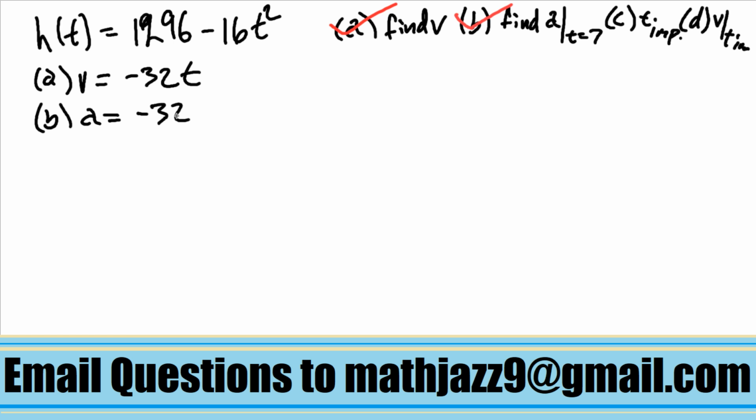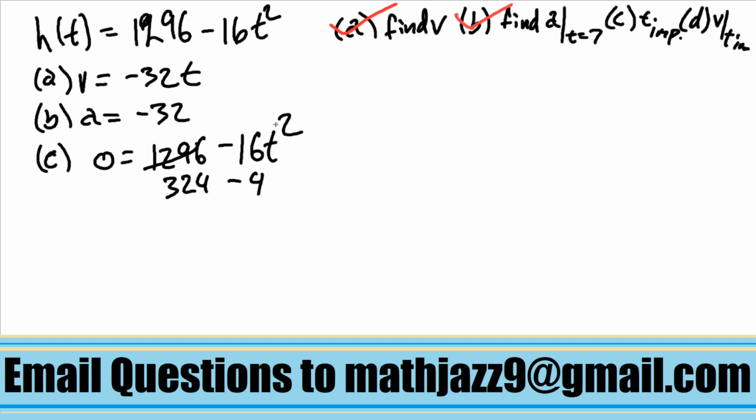Okay, time of impact. How do we find this one? Well, the time of impact is going to be the time when the height is 0. So let's find out where the height is 0. So we want 0 to equal the height function, which is 1296 minus 16t squared. I have a feeling we can cancel out a 4. Let's do that. So that's going to be 300 plus 24 minus 4 times t squared. Looks like we can cancel out another 4.